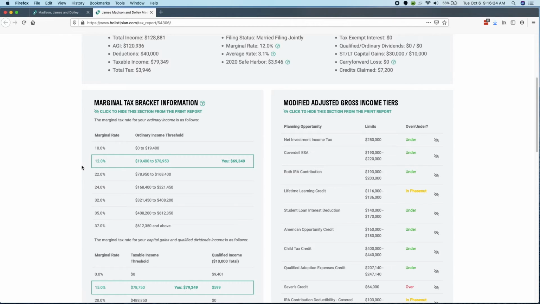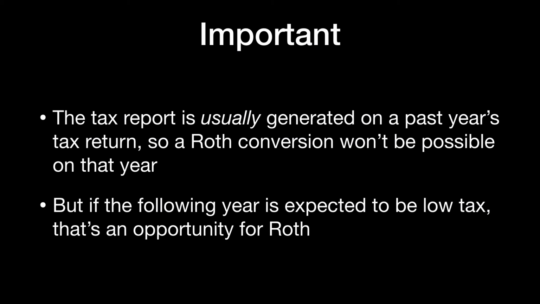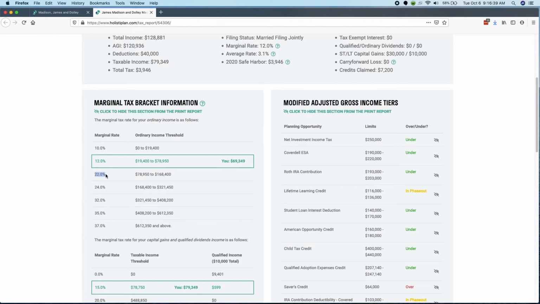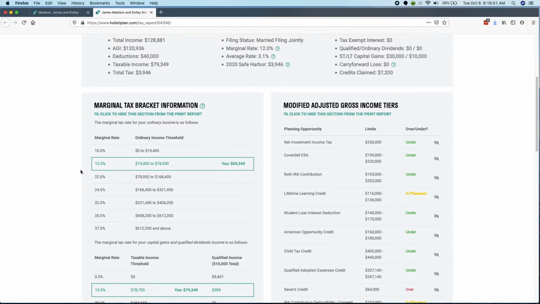And so depending on the circumstances, if this is an unusually low tax year for them and we expect something similar to happen in the coming year, that's a great opportunity for a Roth conversion, because we can essentially fill up that 12% bracket with a Roth conversion and still keep them out of the 22% bracket. And there are some tools in the scenario analysis screens to do that. But it's just a great at-a-glance thing.